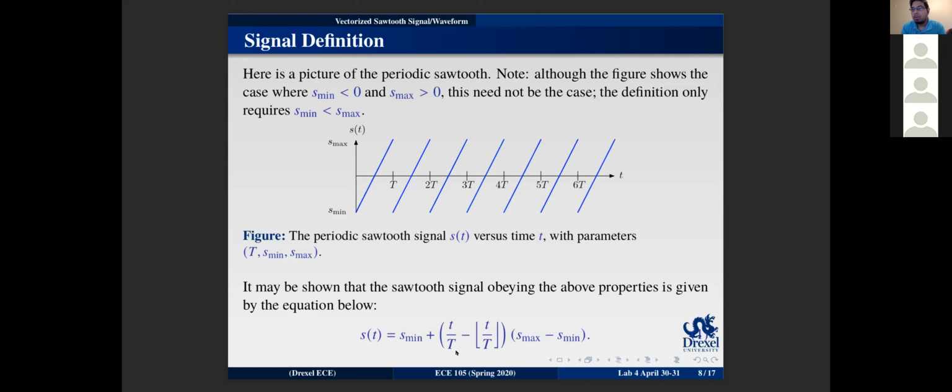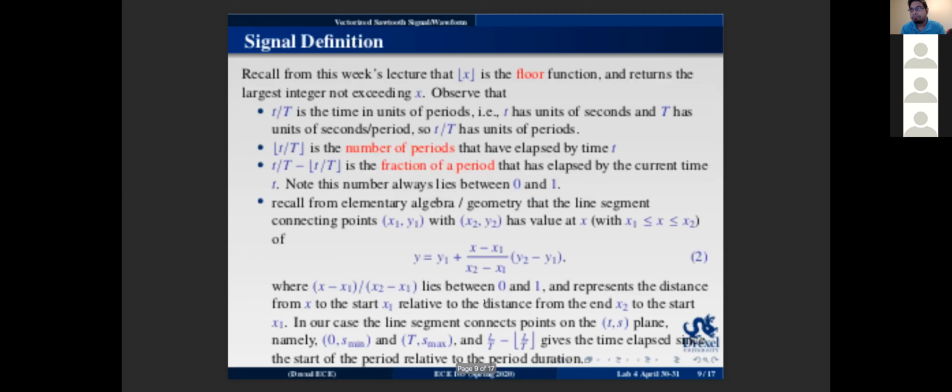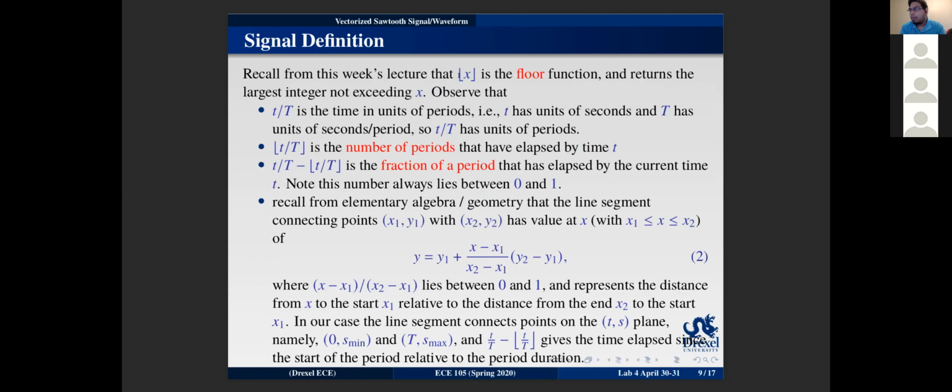So let's move on to this slide. I'm pretty sure you are familiar with the floor function. If I take 1.25 and take the floor of 1.25, that would give me the integer 1. That is what a floor function does. It gives you the closest smaller integer to a fractional decimal value. Now, what is t over capital T? Small t is my time instant at any given point of time, and capital T is the period that is being provided to me.